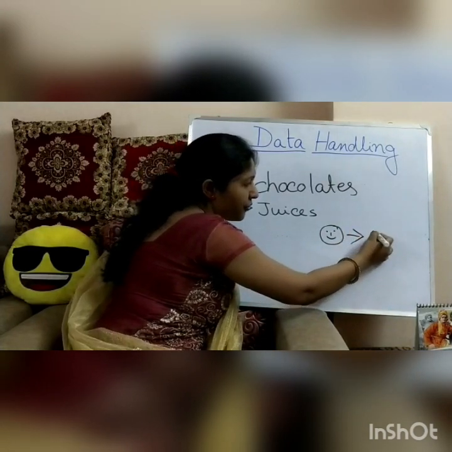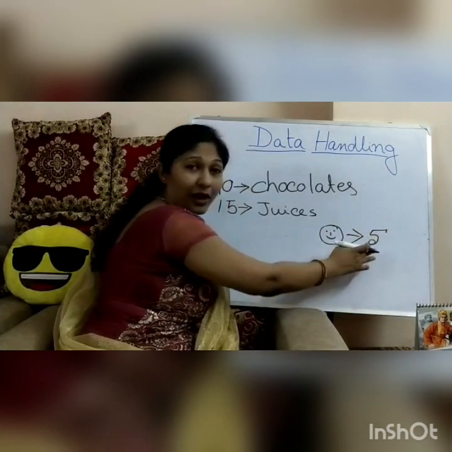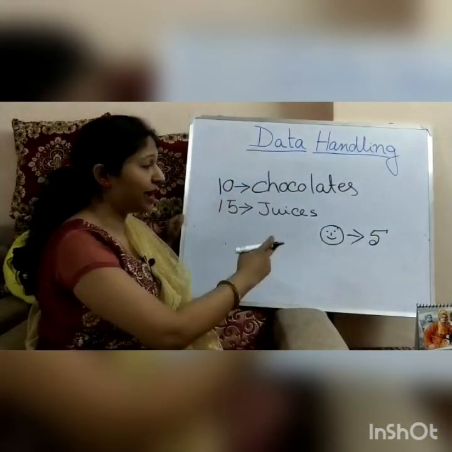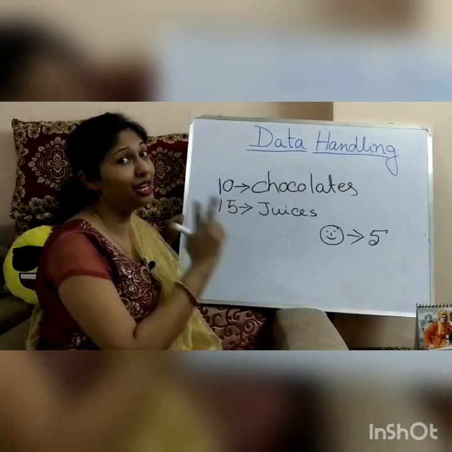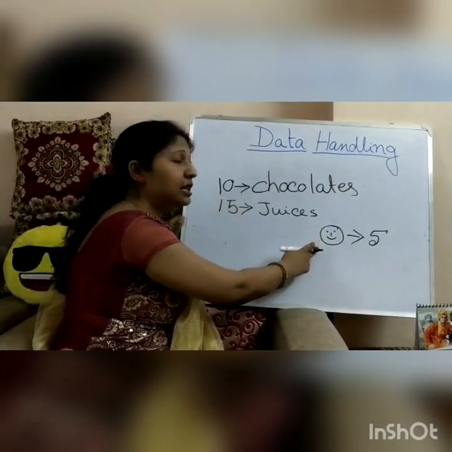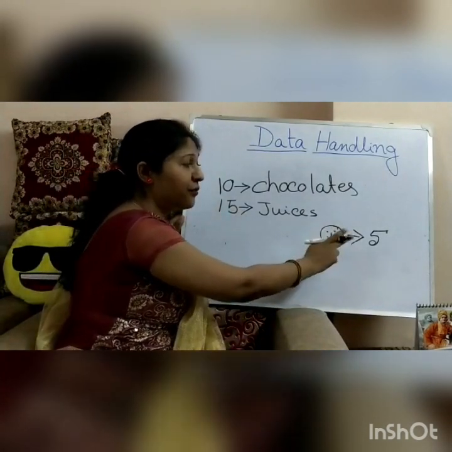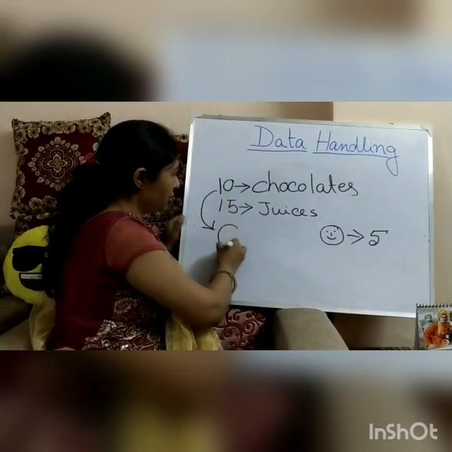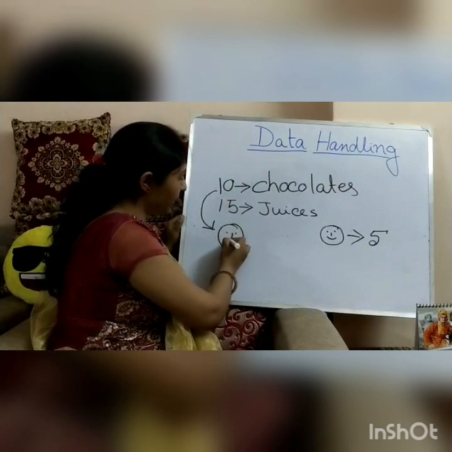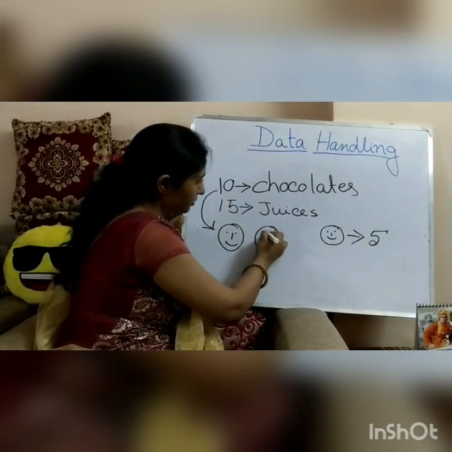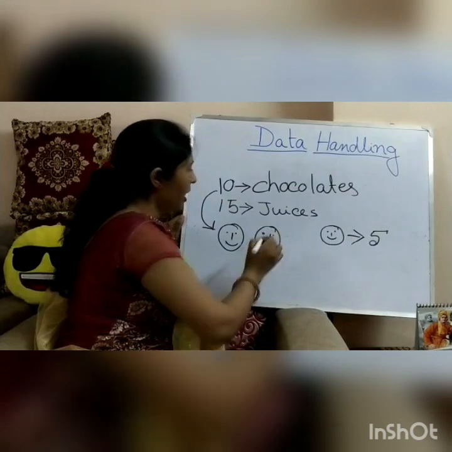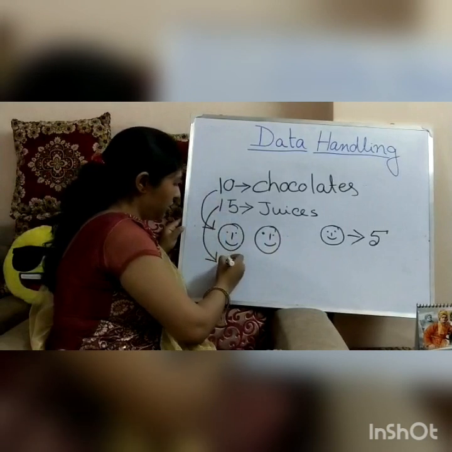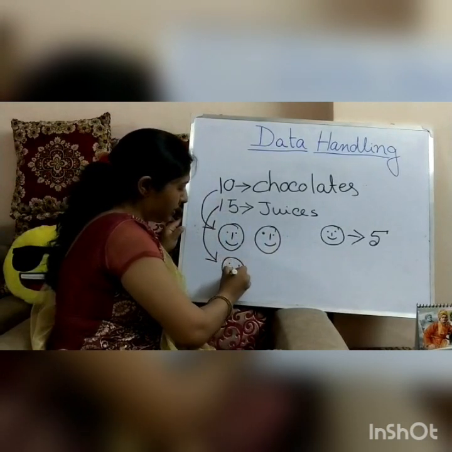for 5 quantity, then for 10 chocolates how many smileys should we use? We should use only 2 because each smiley represents 5 quantity. So we should draw only 2 smileys. And for 15 juices we should draw 3 smileys.